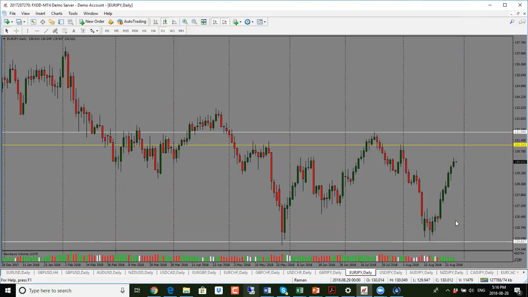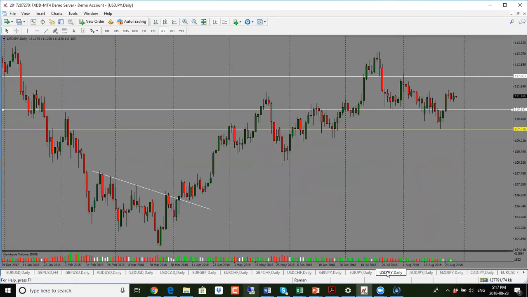So still looking for further upside, but it seems like the momentum is decreasing here. We have a large candle, then smaller, smaller. So we could see maybe a push up higher and then turn around here as well. So keep an eye on this. Bias is still to the upside for euro yen.